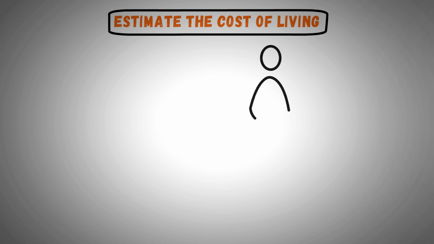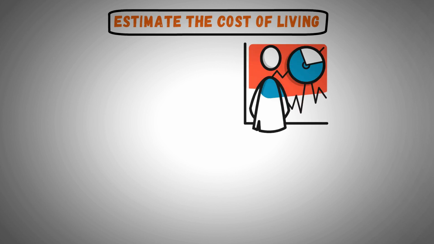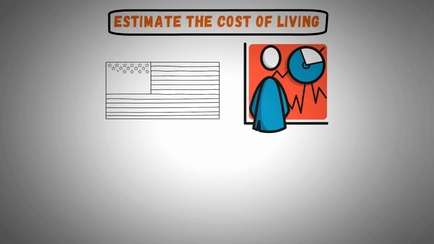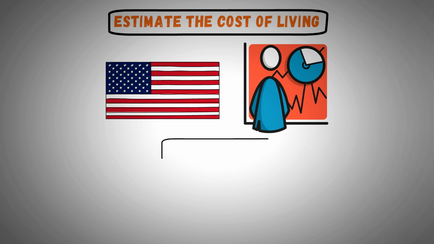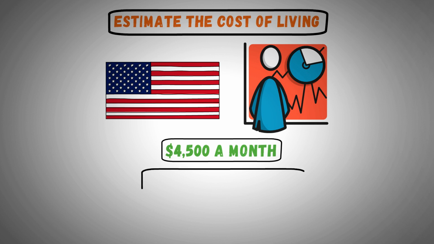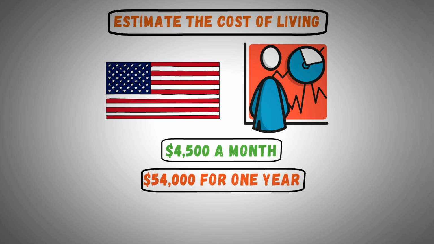rest of your life? For this, the first step is to estimate the cost of living. The cost of living varies significantly. My estimate could be different from yours, so make sure you change that assumption for yourself. Assuming you want to retire in the US, the current cost of living is estimated at approximately $4,500 a month, which is $54,000 for 1 year.